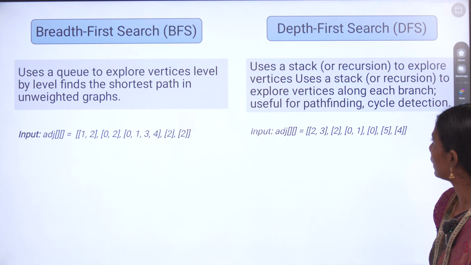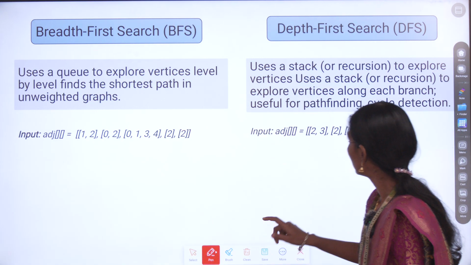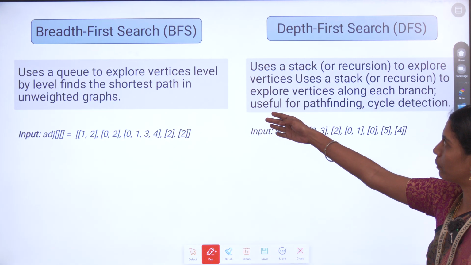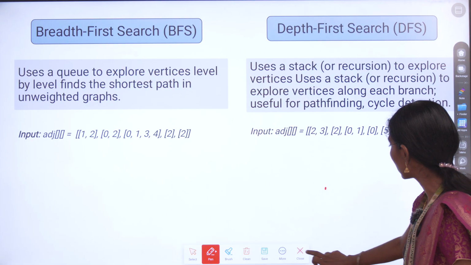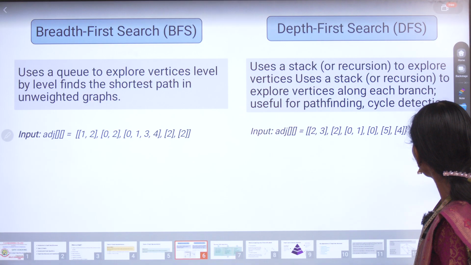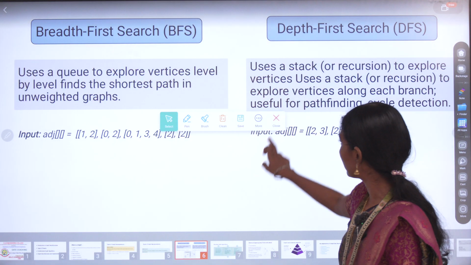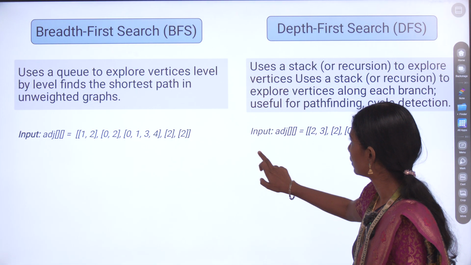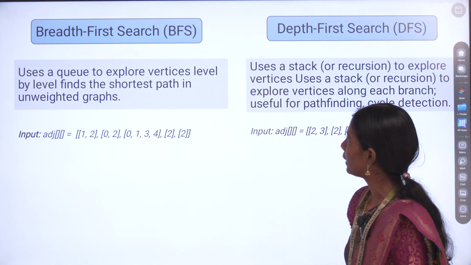And breadth first and depth first search. In breadth first search, using a queue, it explores the vertices in all possible ways in unweighted graphs.